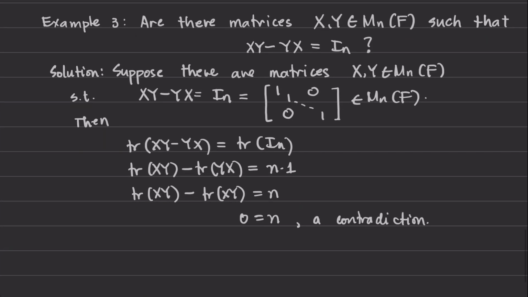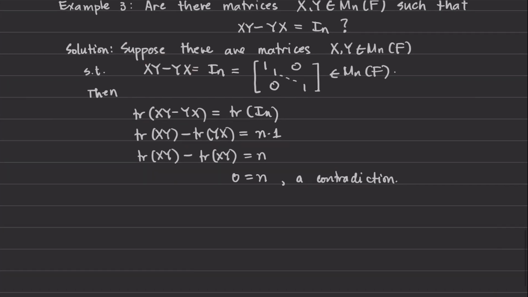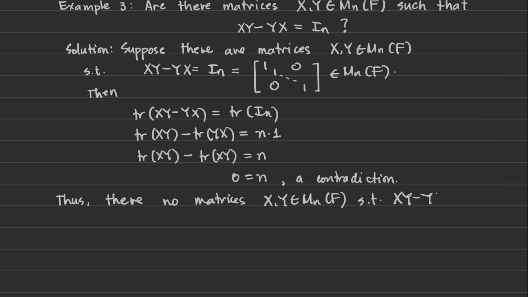So what happens is, when you assume something and then get a contradiction somewhere, the truth is the opposite of what you assumed. We assumed that there are matrices X and Y. Therefore, there are no matrices X and Y with this property. Thus, there are no matrices such that XY minus YX is equal to the identity.